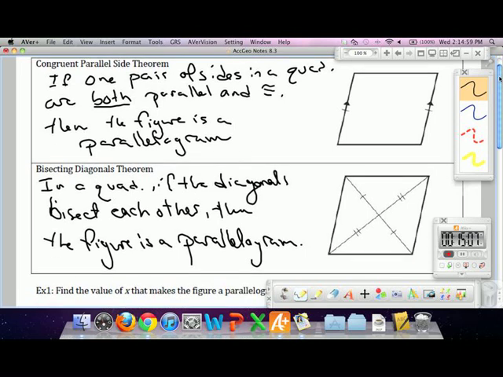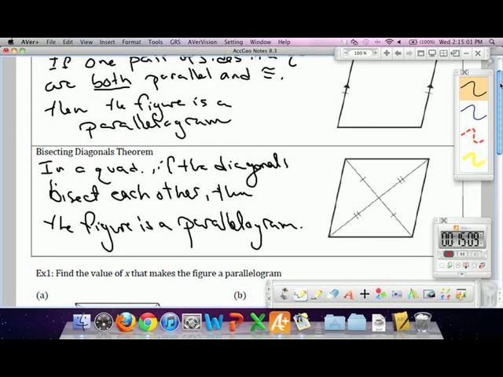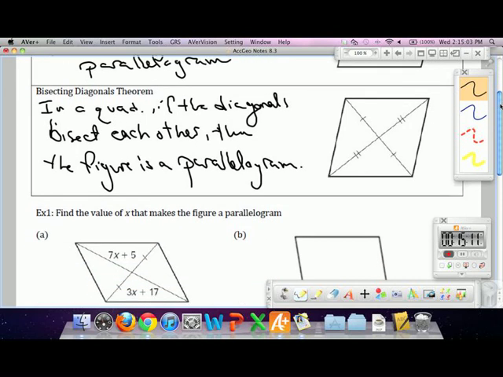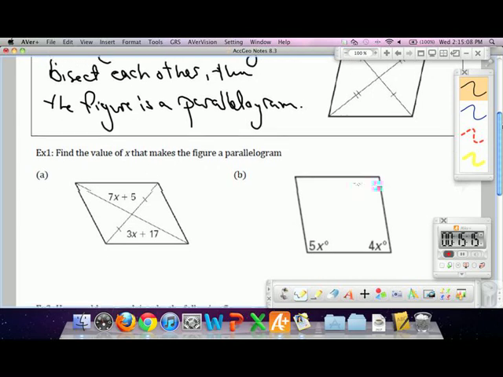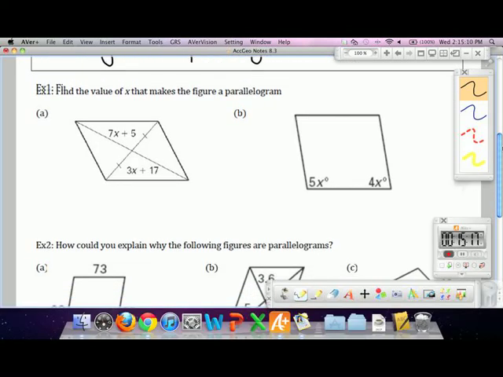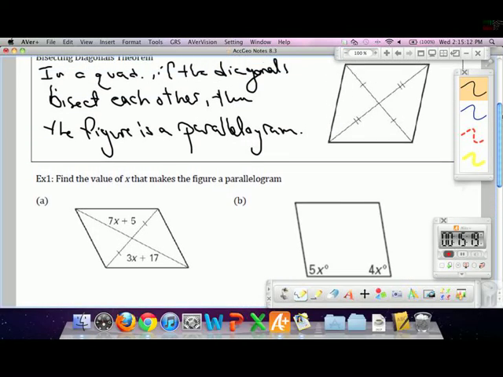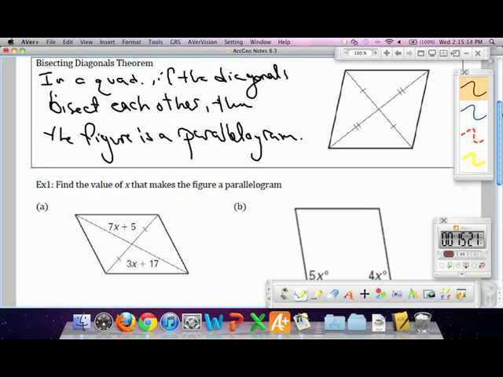So a big part of today is going to be giving you a figure and then deciding if it could be a parallelogram or not, knowing what information you would need to show it's a parallelogram. Say, for example, find the value of x here that makes this figure a parallelogram. 7x plus 5 goes along with this side. 3x plus 17 goes along with this side.